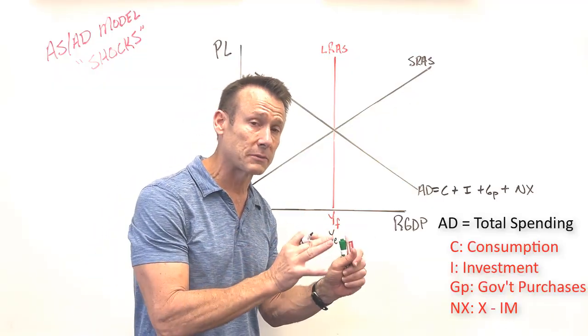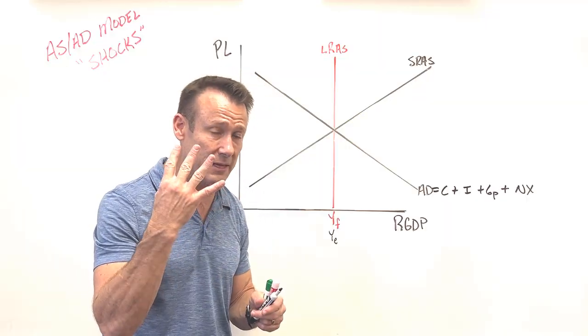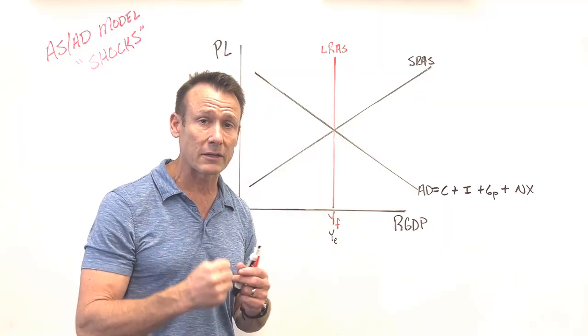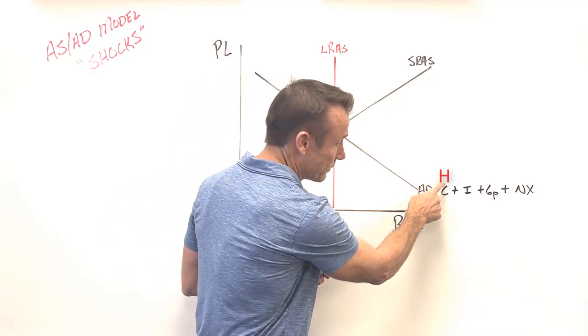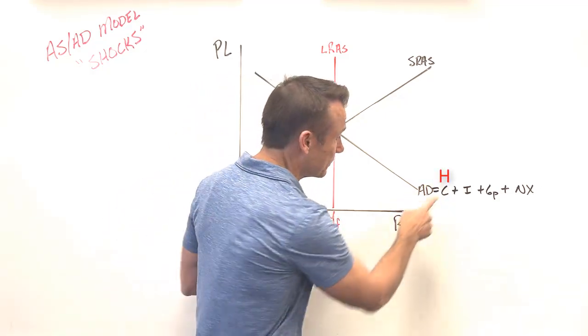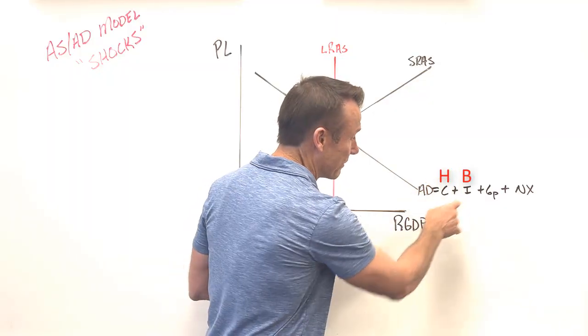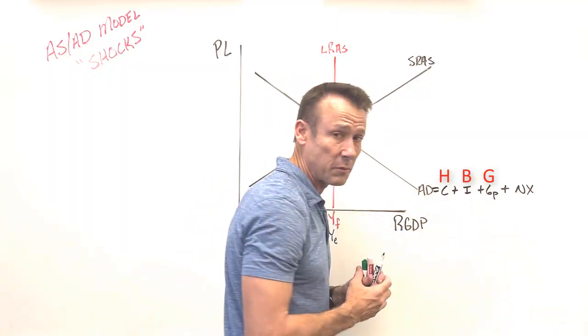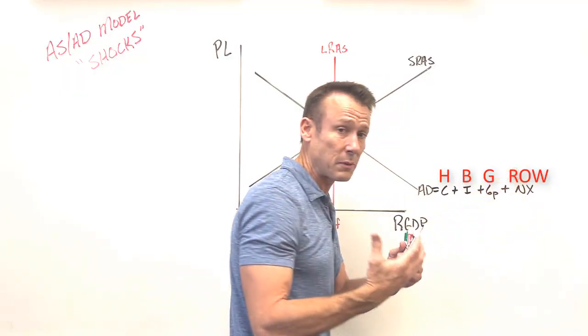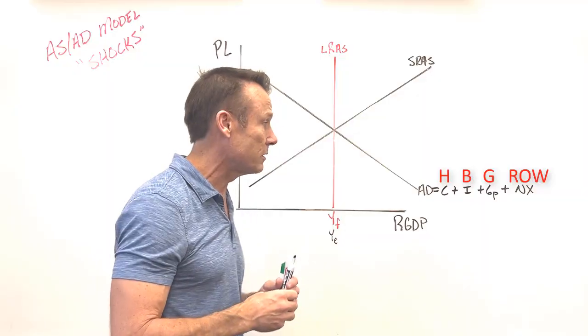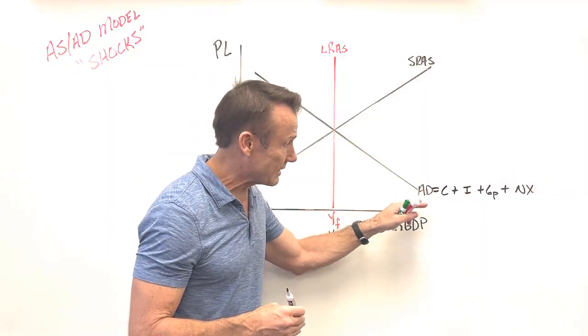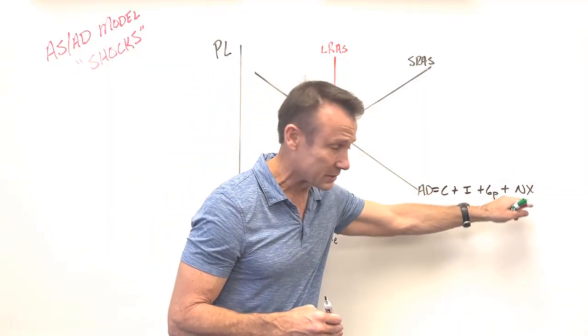There's four types of spending because there's four actors that spend money. Who are those four actors? Households, businesses, governments, and the rest of the world. Households, when they spend money, it's called consumption. When businesses spend money, that's called investment. When governments spend money, that's called government purchases. When the rest of the world spends money on our stuff, that's called exports. And when we spend money on the rest of the world's stuff, that's of course called imports. Anyhow, we've got AD equaling C plus I plus GP plus NX.